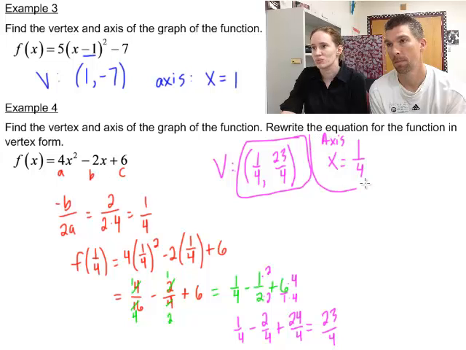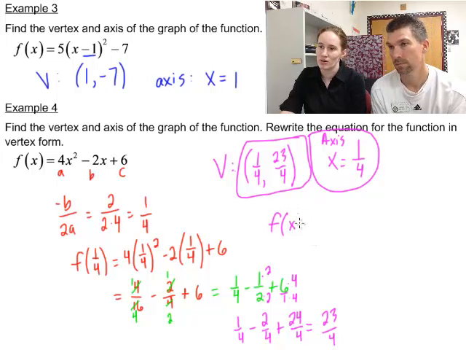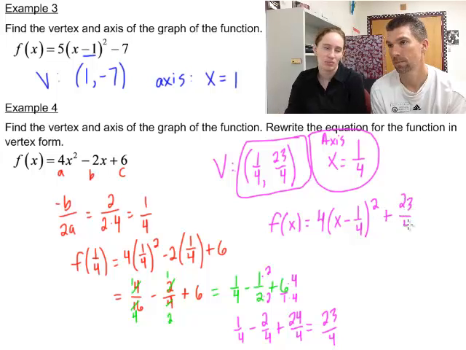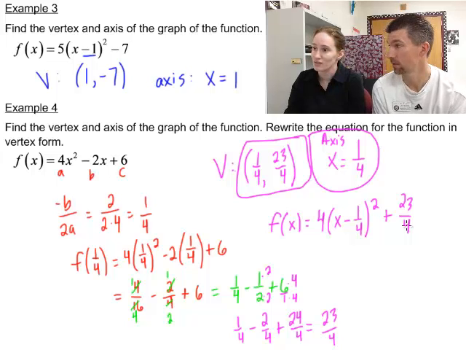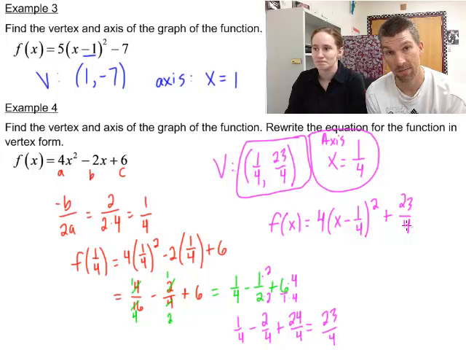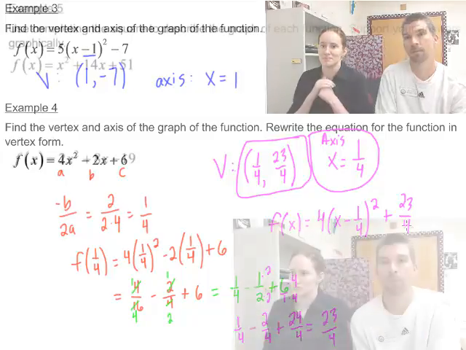And it asks us to rewrite the equation for the function in vertex form. So I'm pretty sure that this is how this works. We take the number that's in front of our x squared, stick that on the outside, then we plug in our vertex. That'll be x minus 1/4 because it's inside the parentheses. And then on the outside, we've got 23/4. That should be right? I think that's how it should go. You can always graph it and see. Let us know if it's not.